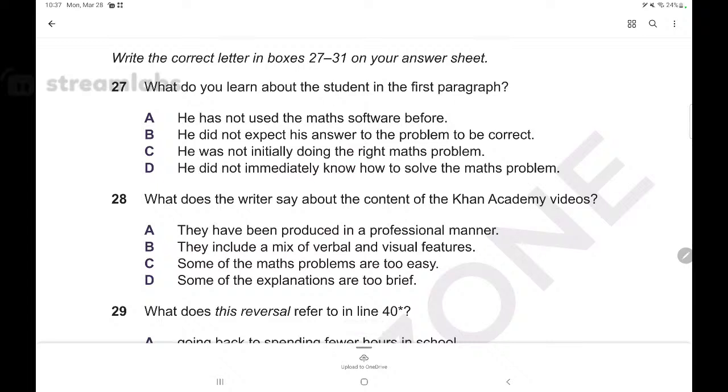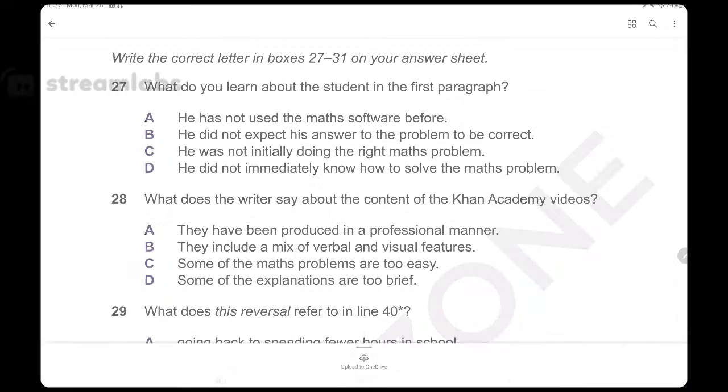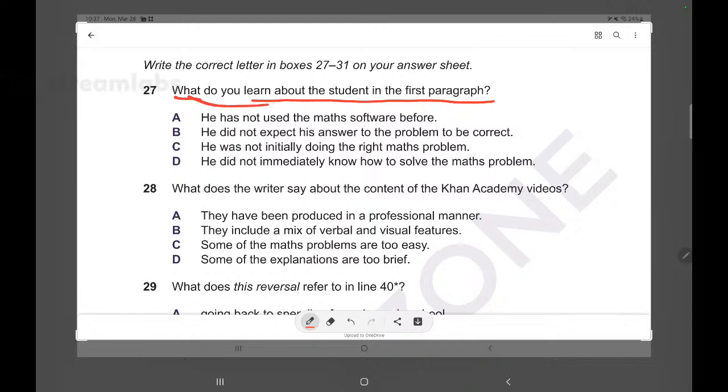On multiple choice questions, what you have to do is first understand the question. Here, what do you learn about the student in the first paragraph? They clearly mentioned where to read, the first paragraph, and then they asked what you learn about the student. So let's compare A, B, Cs.